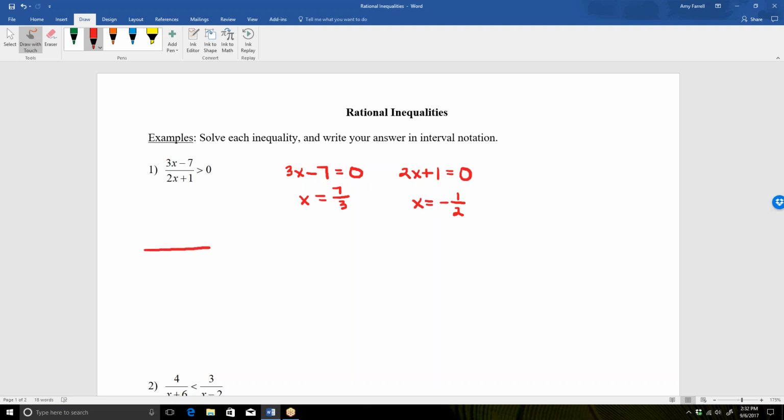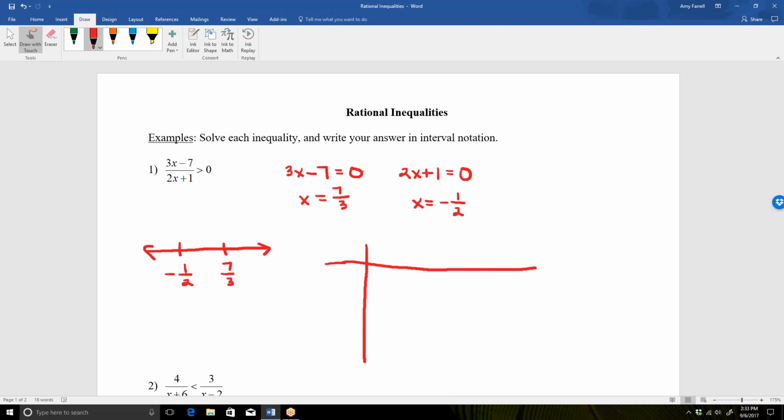Now I'm going to plot these numbers on a number line, in numerical order. Negative 1/2 is smaller than 7/3, so it needs to go on the left. These are the only two numbers at which this inequality could possibly change sign. What I mean by that is change sign from positive to negative or negative to positive. And a sign chart is going to be helpful, once again, in determining the solution set to this rational inequality.